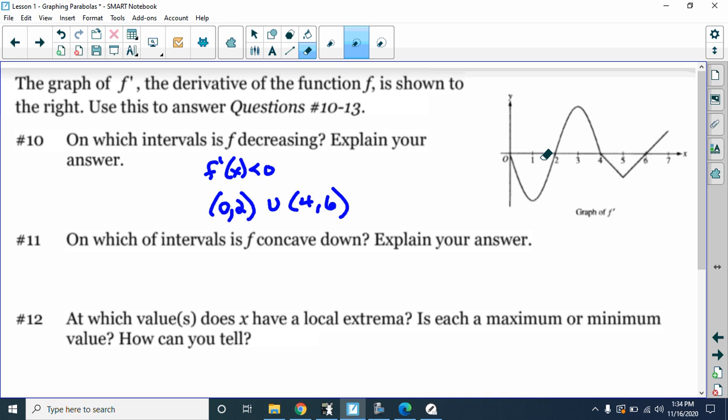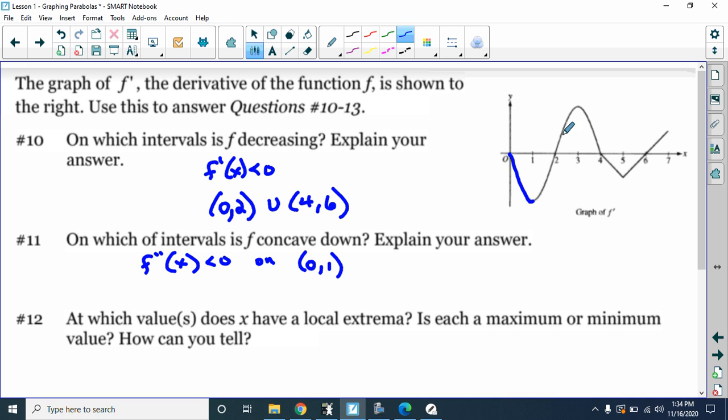Number 11 wants to know, where is f concave down? Concave down means that the second derivative is negative. The second derivative would be the first derivative of this graph. So it would be the slope of this graph. I need the slope of this graph to be negative, which is from 0 until 1.